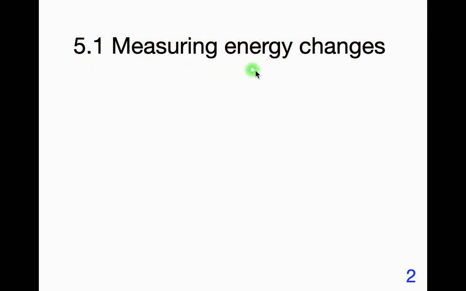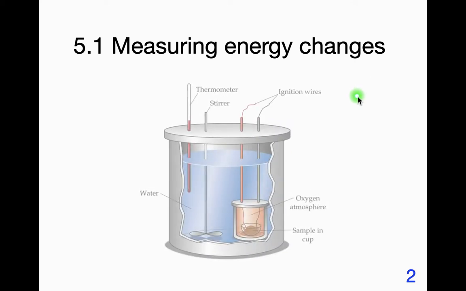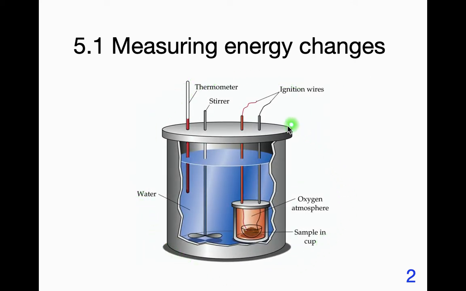5.1, Measuring Energy Changes. This is called a calorimeter. It's an instrument where you have some sort of reaction taking place, and it's sealed and surrounded by water. We measure the temperature change of the water, and from that we can measure the amount of heat that the reaction either gave off or absorbed from the water. So we use the temperature change of a certain mass of water to calculate the amount of energy associated with a particular chemical reaction. So it's called a calorimeter. We'll talk about this next week.